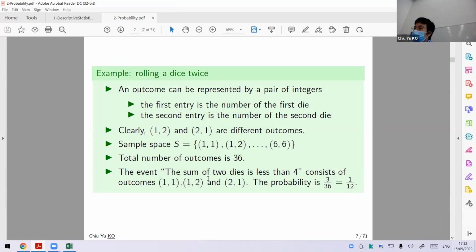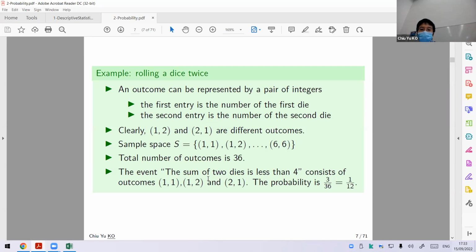So let us consider things more than a roll of a die. You roll a die twice. If you want to describe the outcome, it can be represented by a pair of numbers, right? The first entry is the first die, the second entry is the second die. Do note that (1, 2) and (2, 1) are different, so sometimes we call it an ordered pair. The order means something.